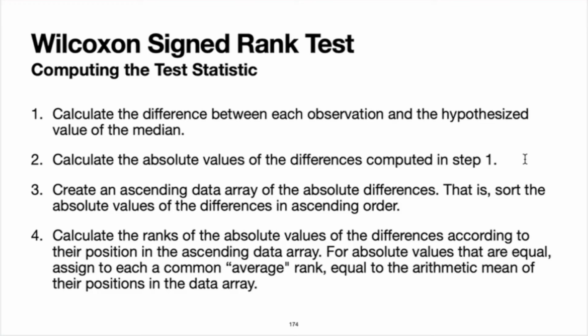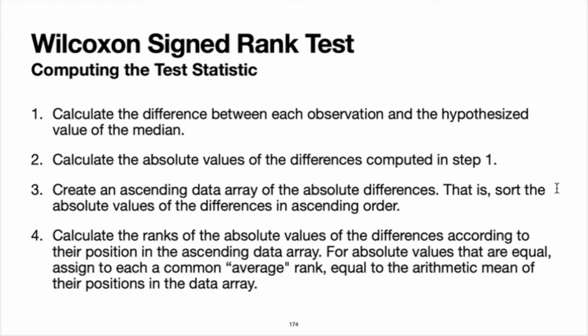Once we've calculated the difference between each observation and the hypothesized value of the median, we calculate the absolute values of those differences. So we calculate the magnitude of those differences. And then we're going to take those absolute values of the differences and create an ascending data array of those absolute differences. What that means is we're going to sort the absolute values of the differences in ascending order.